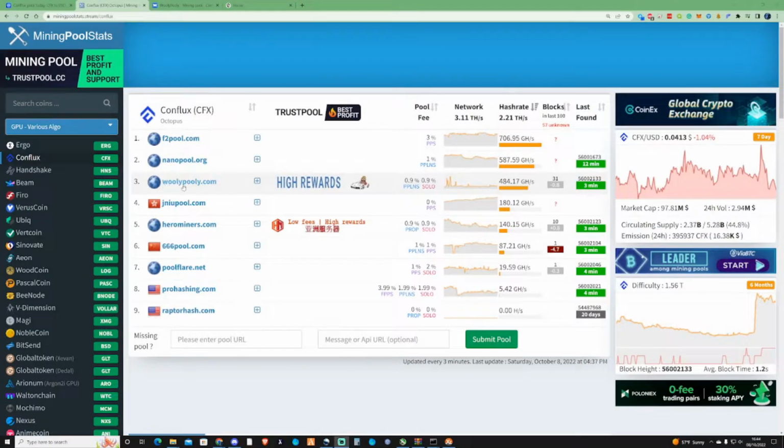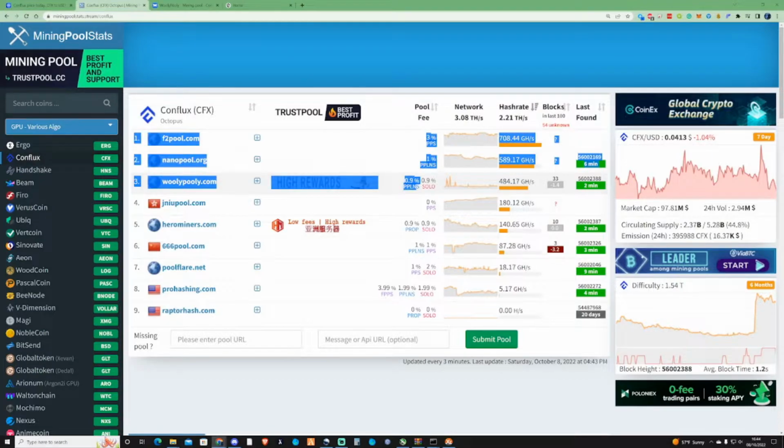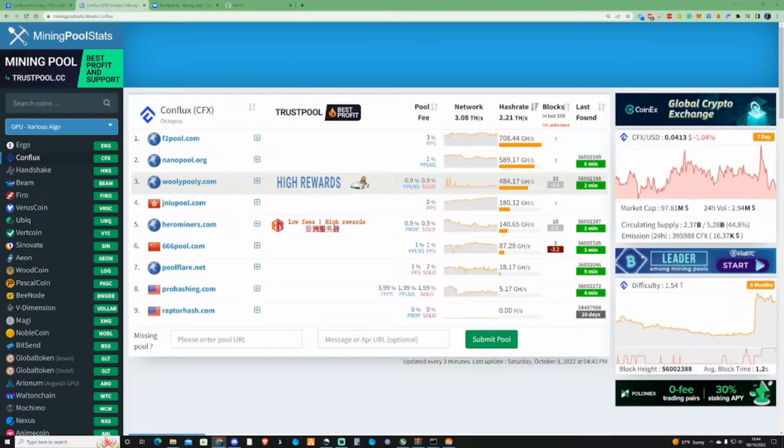At the moment, I'm currently using woollypooly.com. I'm using the PPLNS, so using 0.9. And as you can see here, this is the hash rate for this pool. So let's take a look at woollypooly.com and have a little look at my stats and see how much I've earned for a 24-hour period.